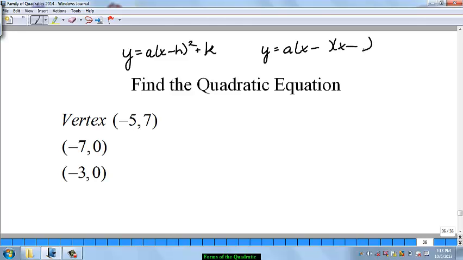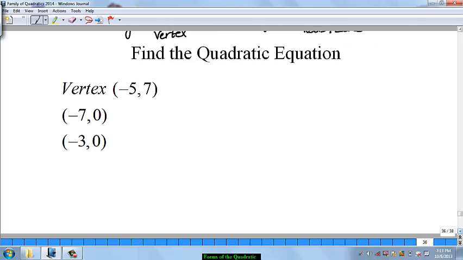So let's look at this one first. You're going to use either one. So if I have roots or zeros, I'm going to use this one. If I have a vertex, I'm going to use this one. If I have both, you can choose.